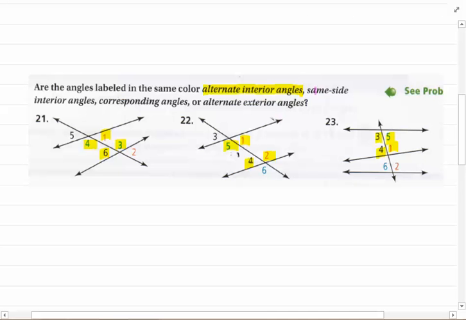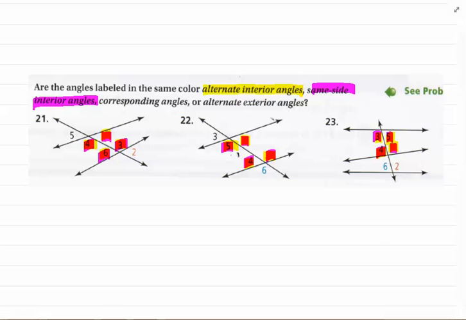How about some same-sided interior angles? We could have angle 1 and angle 3, or same-sided interior, angle 4 and angle 6, angle 5 and angle 4, angle 1 and angle 2, angle 3 and angle 4, and then angle 5 and angle 1.